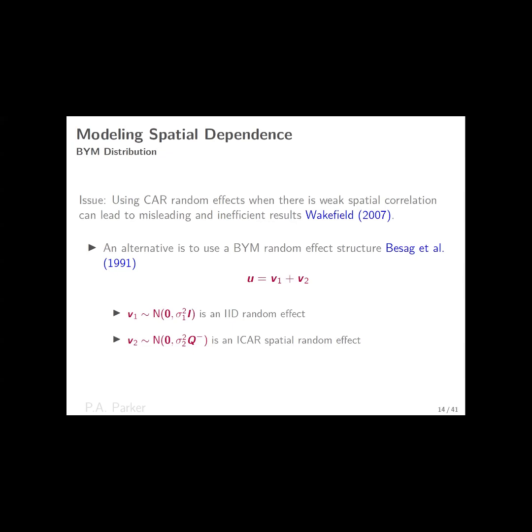Yeah, so misleading, meaning you can basically infer that there's more spatial dependence than there actually is. Inefficient, meaning we can get more precise estimates if we use something like this. So again, all of these spatial priors have been used in small area estimation. There's been plenty of work that has done that.